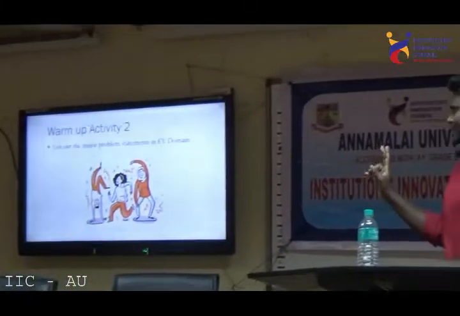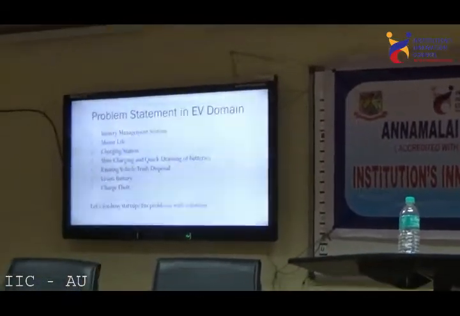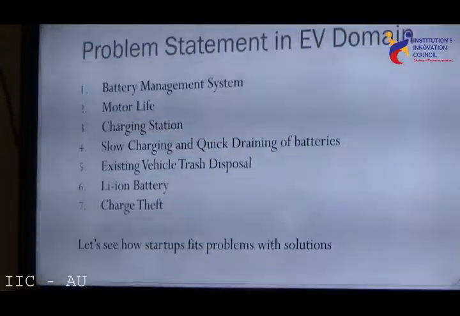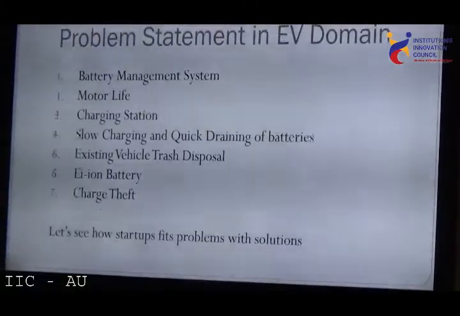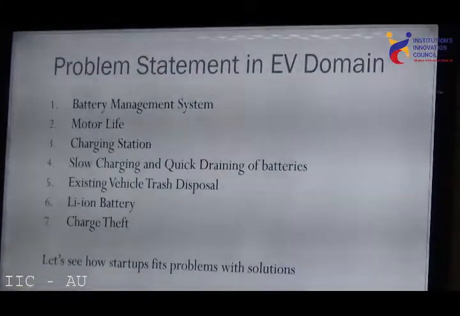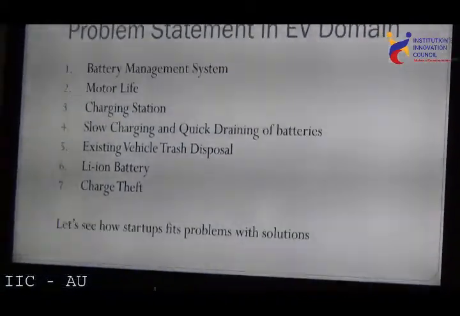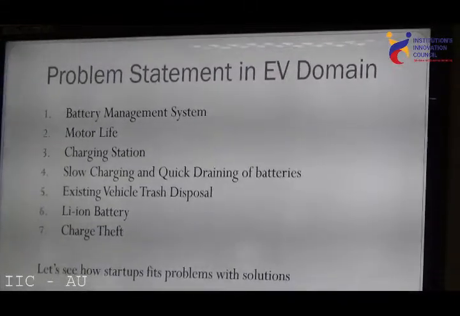Okay. Next slide. So these are the problems in the EV vehicle. First of all, the battery management system and the motor life. The next one is the charging station, which you also said. Next is slow charging and quick draining of batteries, which you also said. Next is existing vehicle trash disposal, the lithium-ion battery and charge theft. So these are the problems that we are focusing on and facing in EV vehicles.